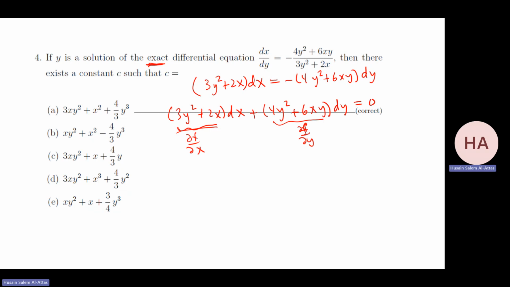It seems to be easier. Yeah, I can start with any one of them. So I have partial f with partial x equals 3y squared plus 2x. Now integrate with respect to x. What's the integral of this? That will be 3y squared x. What's the integral of this? x squared plus a function of y. The constant is a function of y.